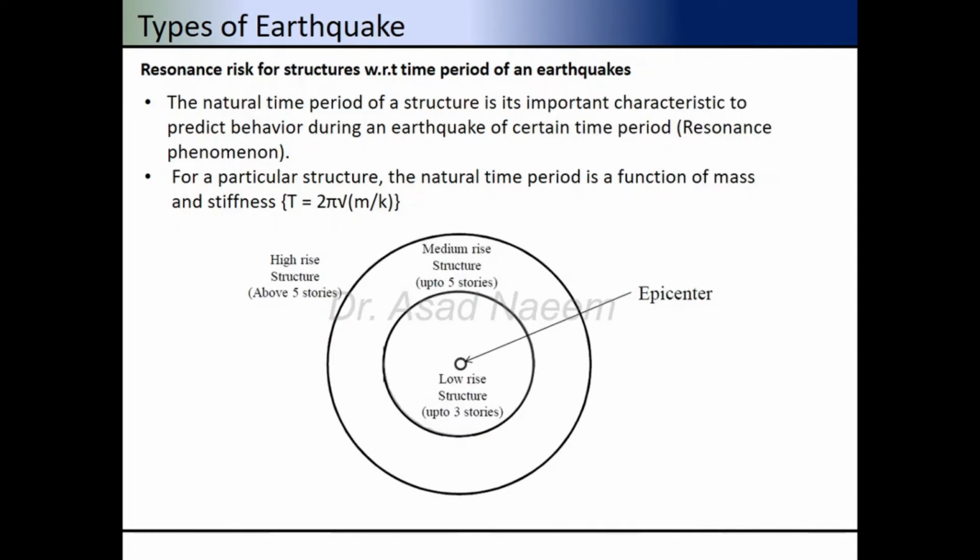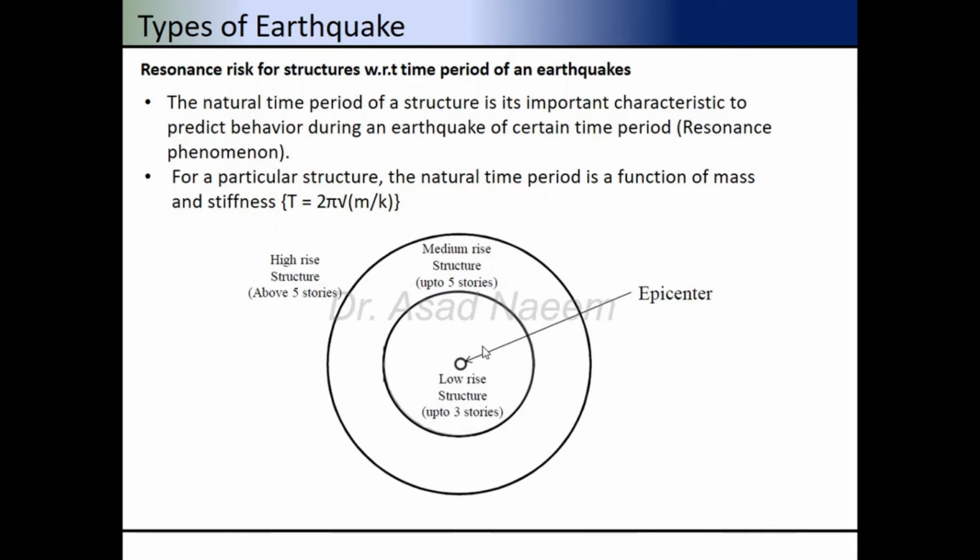Resonance risk of structure with respect to time period of an earthquake. The natural time period of structure is an important characteristic to predict the behavior during an earthquake of a certain period. This is basically called the resonance phenomena. When the earthquake has a shorter period, it can cause destruction to shorter period structures like small structures. When the period of an earthquake is long, then it can cause damage to large buildings because they have a longer natural period. So this is basically called the resonance phenomena.